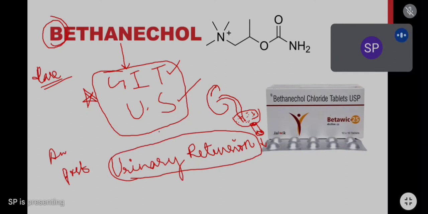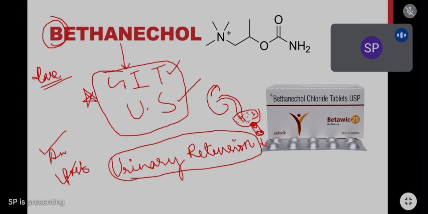Usually urinary retention is mainly seen due to obstruction only. If there is an obstruction anywhere, it will cause urinary retention. But urinary retention is also seen in a few conditions like post-operative and postpartum conditions. After operations and after deliveries, urinary retention can be seen.